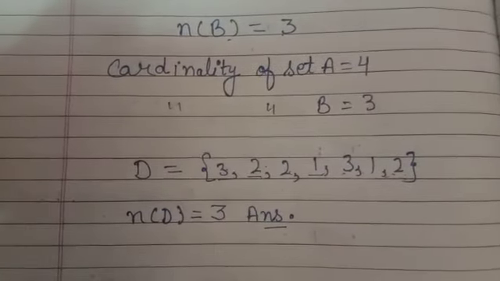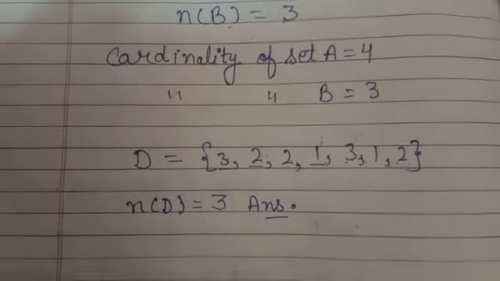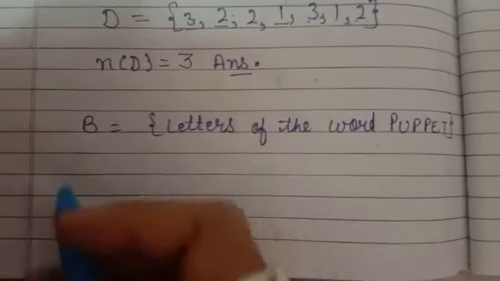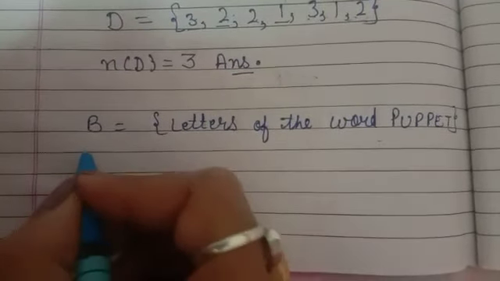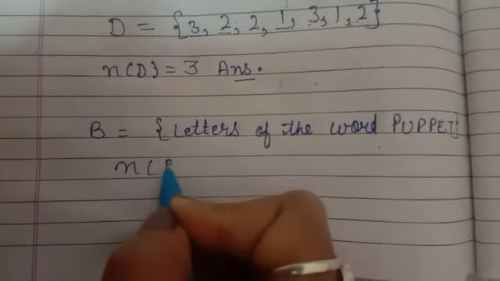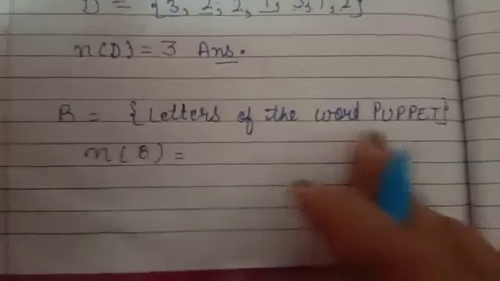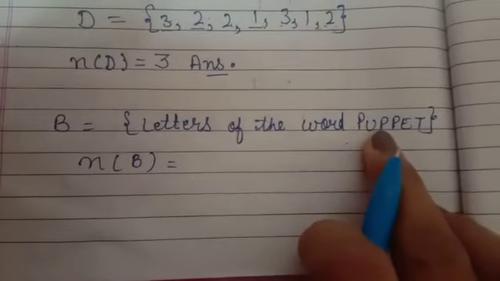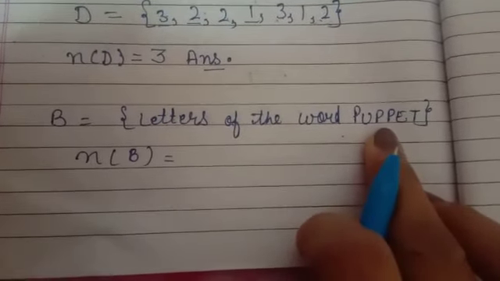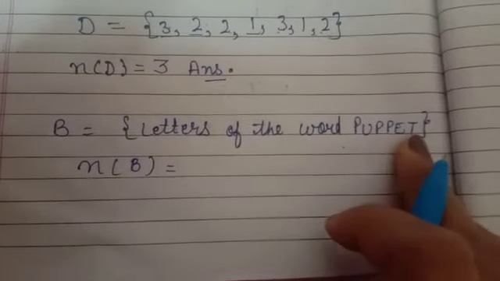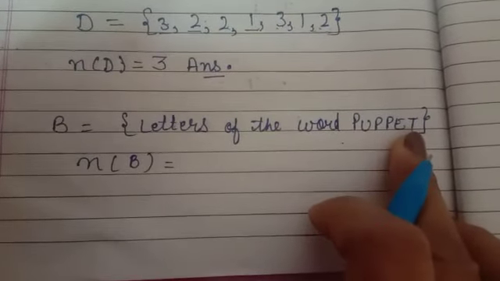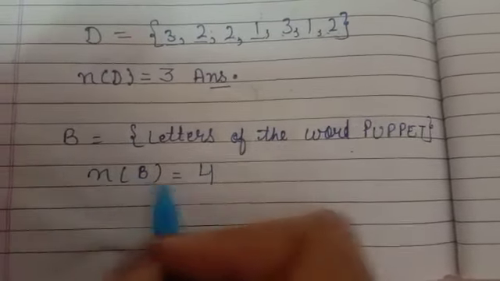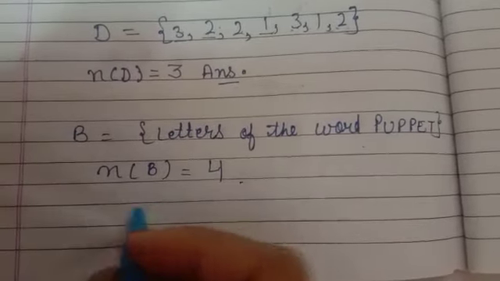So let's take the next example: letters of the word puppet. Now you can do it easily. Write the cardinal number for this. We will write it n(B). What will be the cardinality of this set? Count the letters. 1, 2, and P is coming 2 more times, so we will not count it. 1, 2, 3, 4. Repeated letters are not considered. It is a property of sets. 1, 2, 3, 4. So the cardinal number of set B is 4. So in this way we can write the numbers.